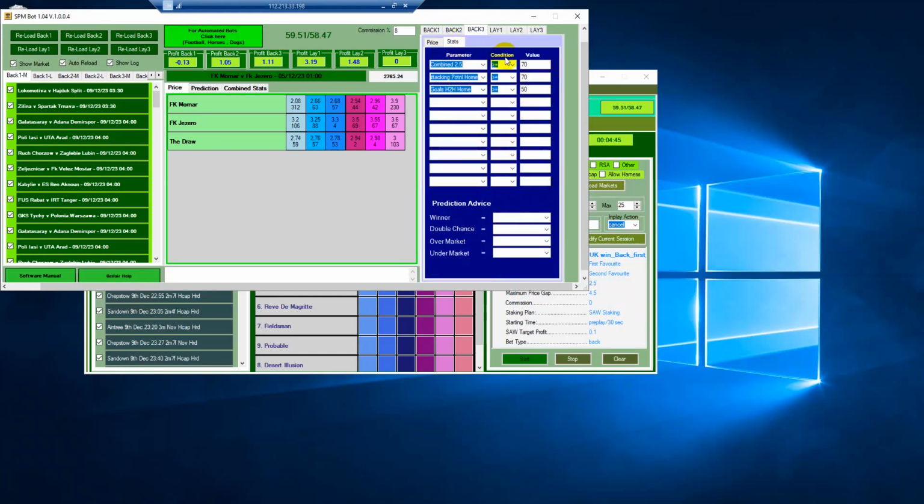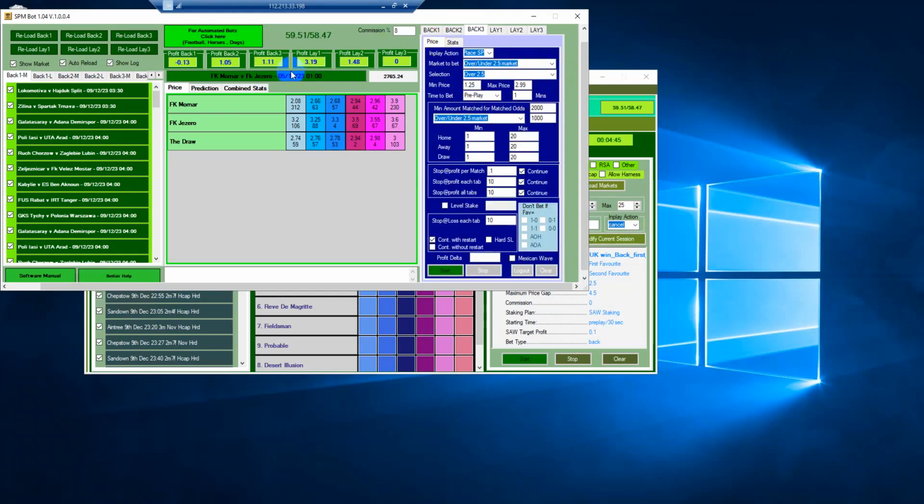Let's look at the stats. Combined 2.5 has to be greater than 70, attacking potential greater than 70, goals greater than 50. So it has made 10 points.